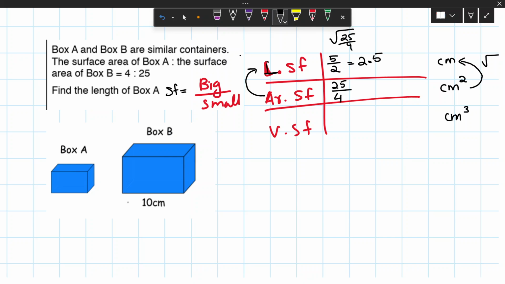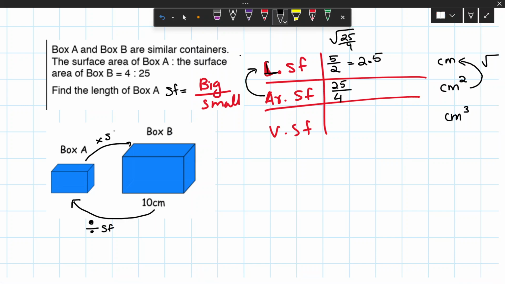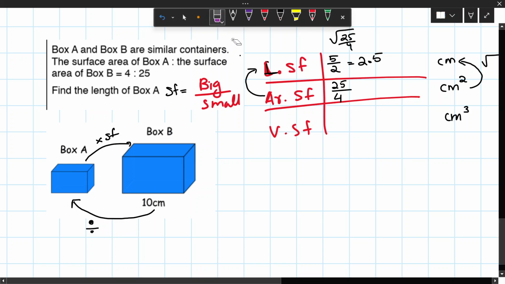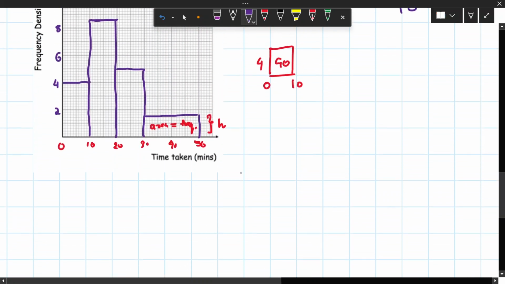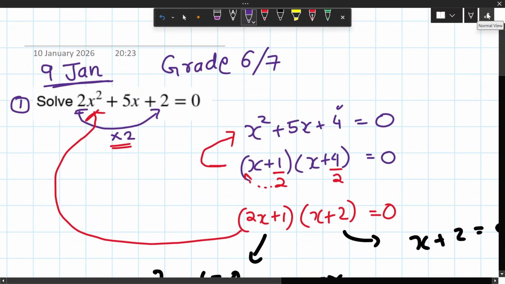Now you're going to find the length of the boxes. So ask yourself, am I making a side bigger or am I making it smaller? If you're making it smaller, you divide by your scale factor. If you want to make it bigger, you multiply by your scale factor. Because you were doing a division here, this would be divide by 2.5, which is your length scale factor, and your answer would be 4 centimeters. And that is the end of the 5 questions for today. I hope this makes sense, and I'll see you in another video.